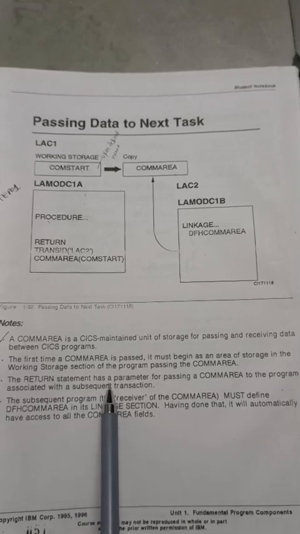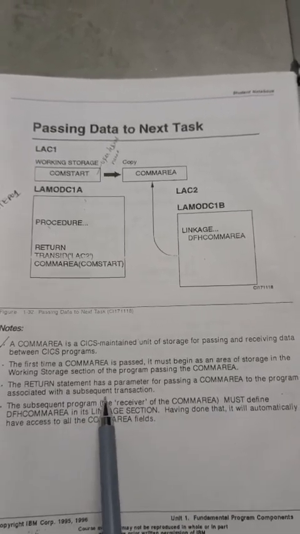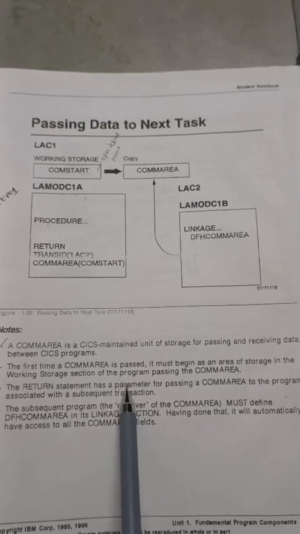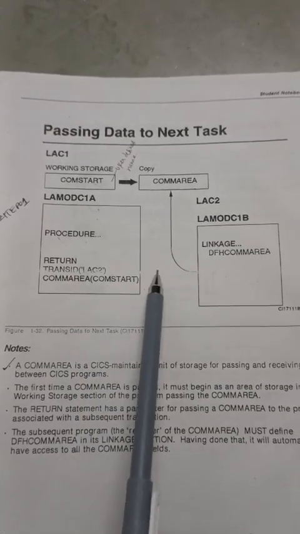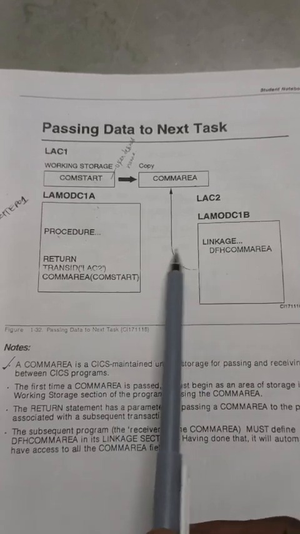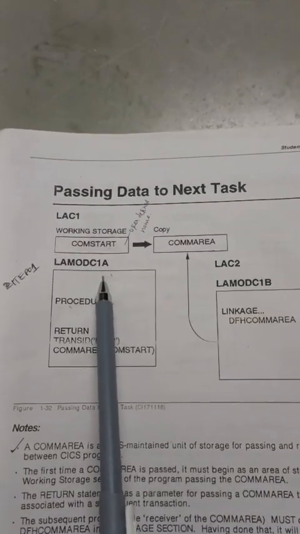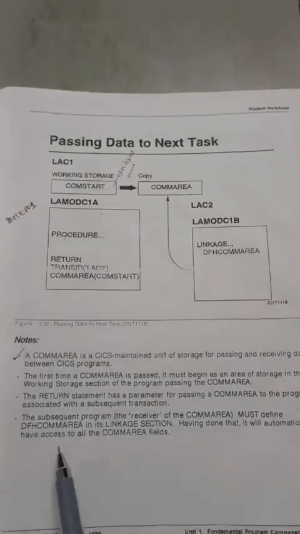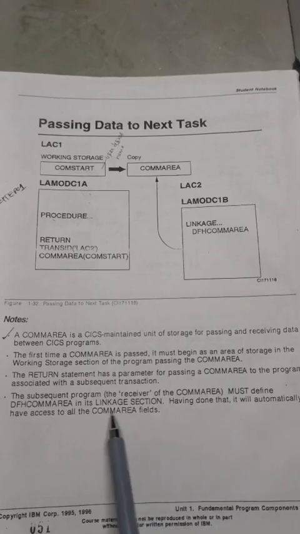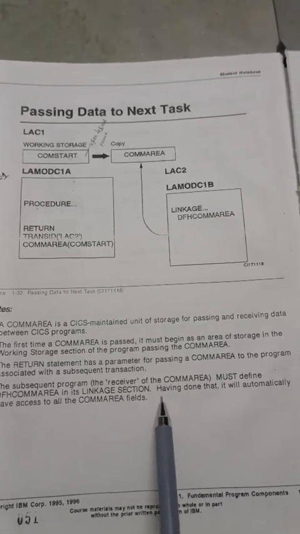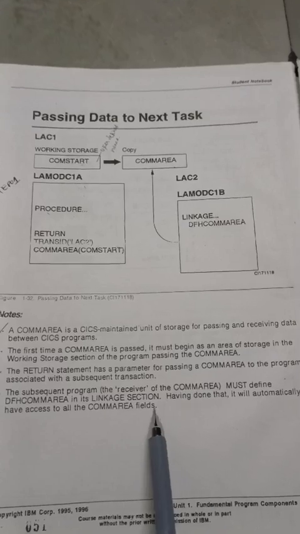And the RETURN statement has a parameter for passing the COMMAREA to the program associated with the subsequent transaction. It means whichever main program you have, you have to mention the COMMAREA to pass it. Even if you are calling a subprogram, you have to mention it in the main program, because you are calling from the main program. The subsequent program receiving the COMMAREA must define DFHCOMMAREA in the linkage section. Having done that, it automatically has access to the COMMAREA fields.